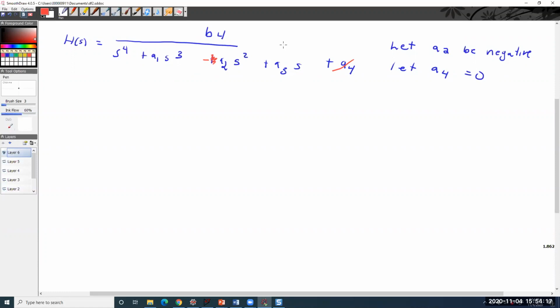So in this case, I have two problems. I'm missing a power of S, because A4 is S to the 0, and I have a sign change. So I have to come up with something that allows me to change a sign and allows me to have something with a power of S.